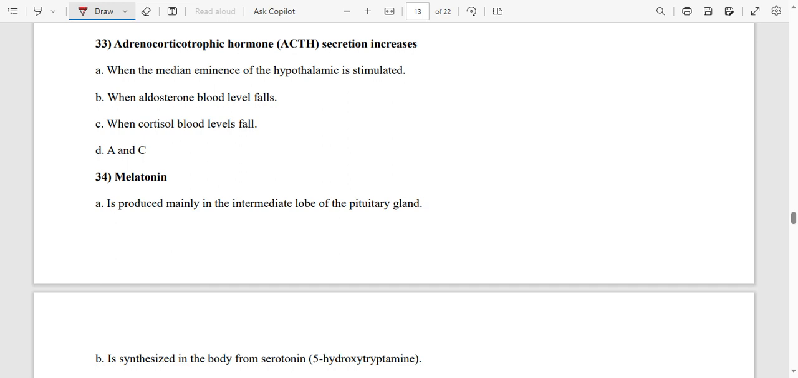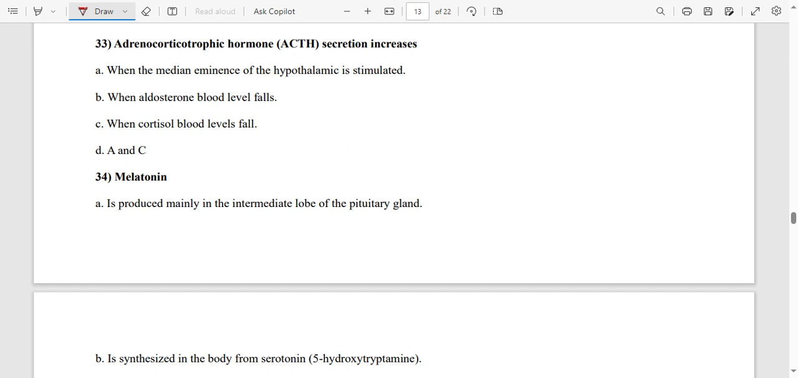So the posterior pituitary is the neurohypophysis, meaning that it is related, it has got neural tissue. The anterior is the adenohypophysis, which is independent, it's different from the posterior, which is actually part of the hypothalamus. Okay.